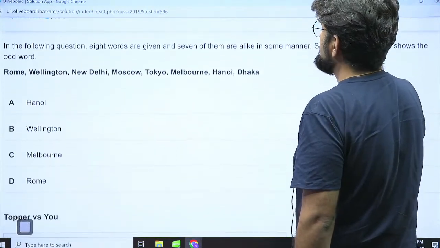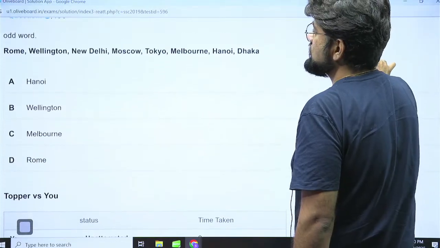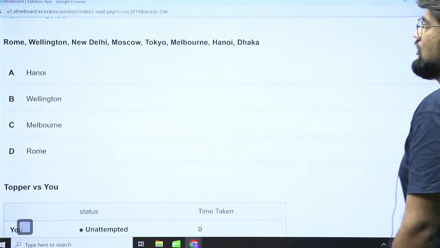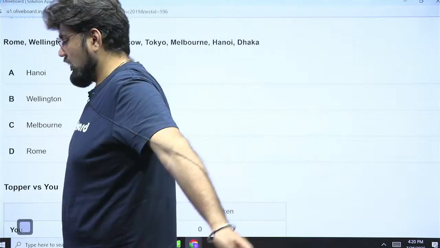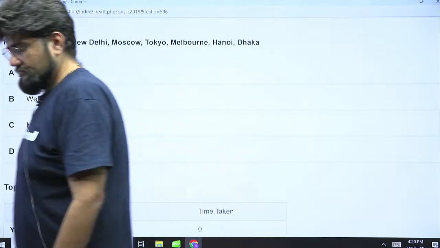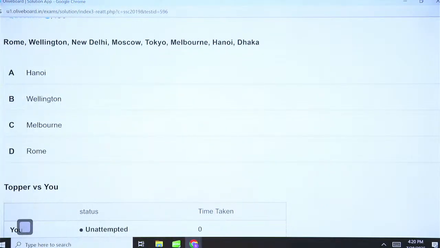8 words are given, 7 of them are alike. Select the option which is the odd one. Rome, Wellington, New Delhi, Moscow, Tokyo, Melbourne, Hanoi, Dhaka. Let's see how many of you get this one. Your geography teacher is surely watching this.